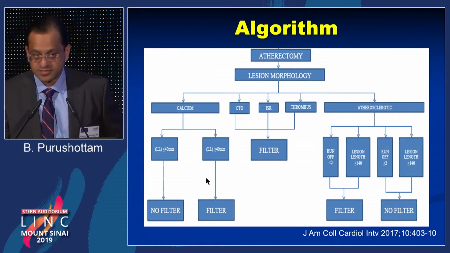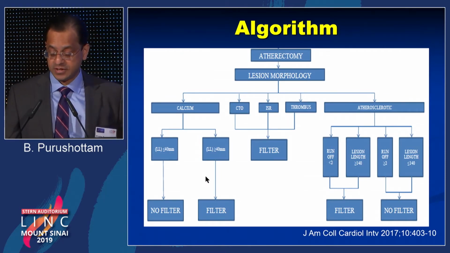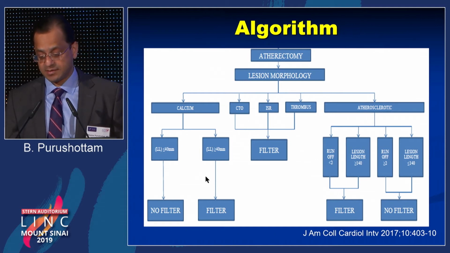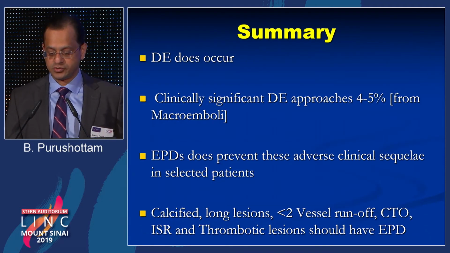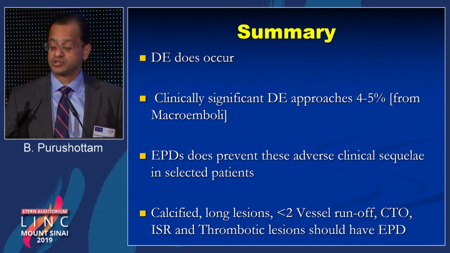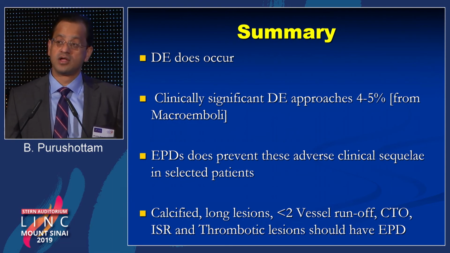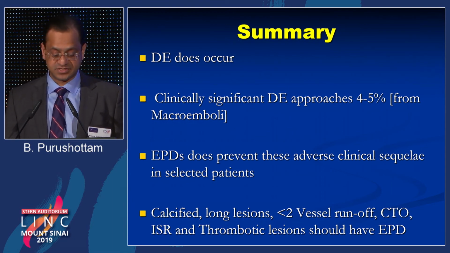So the algorithm is you assess the lesion morphology and then classify it. I'm going to summarize: if you look at the last line, that's the summary of the algorithm. Calcified lesions, long lesions greater than 140 millimeters, one-vessel runoff, CTOs, ISR, and thrombotic lesions should be considered for an embolic protection device. In the interest of time, I'm going to sum it up there.